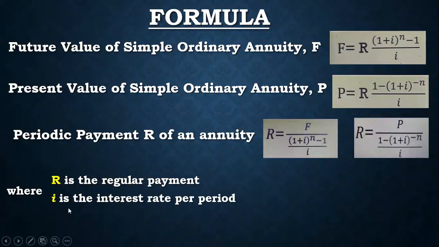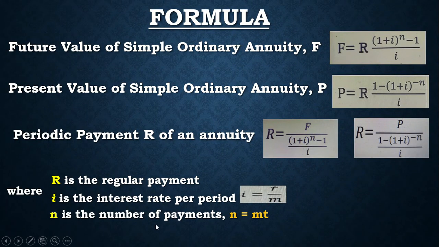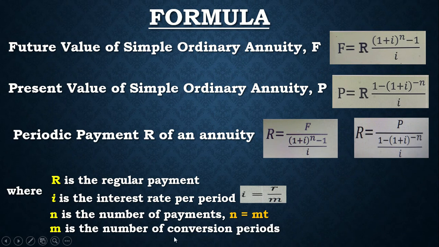I is the interest rate per period na kung saan may formula, I is equal to R divided by M. N is the number of payments which has the formula N is equal to MT. M is the number of conversion periods. R, small letter r, is the nominal rate. Yung T po natin is the term or time. So those are the meaning of different letters in our formula.